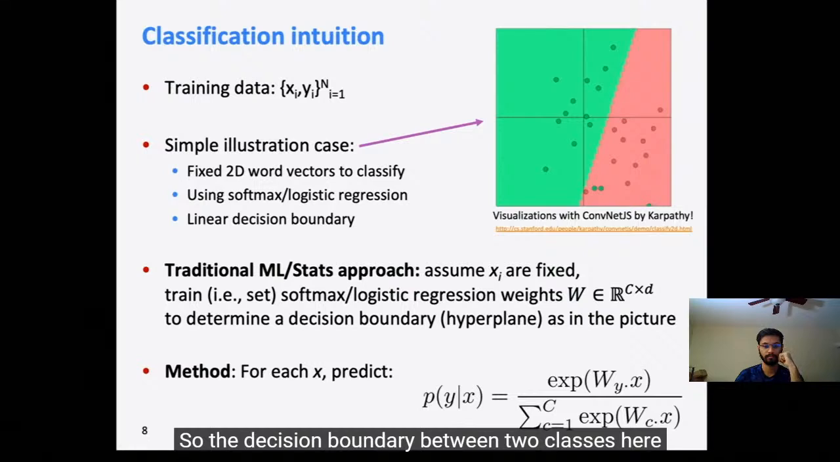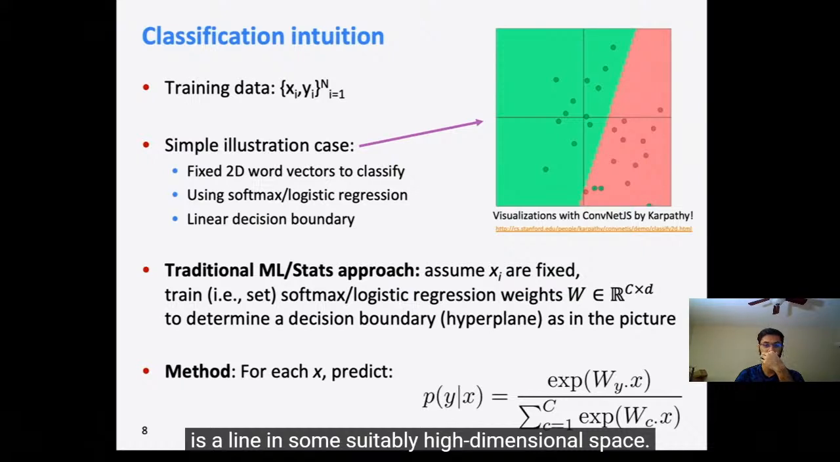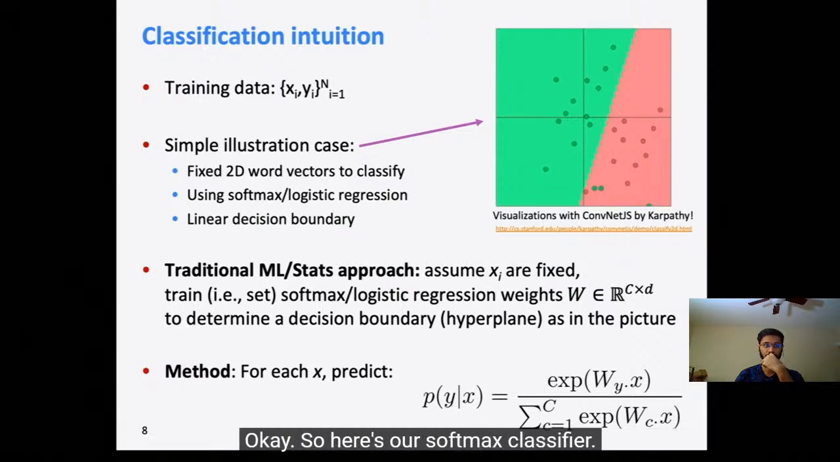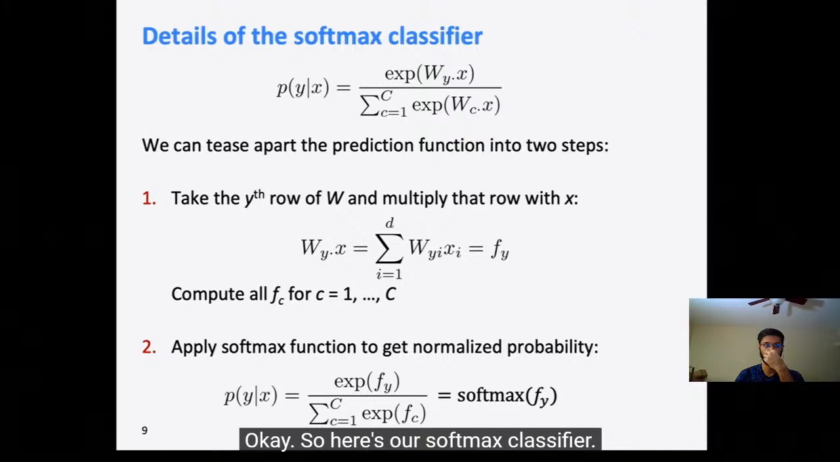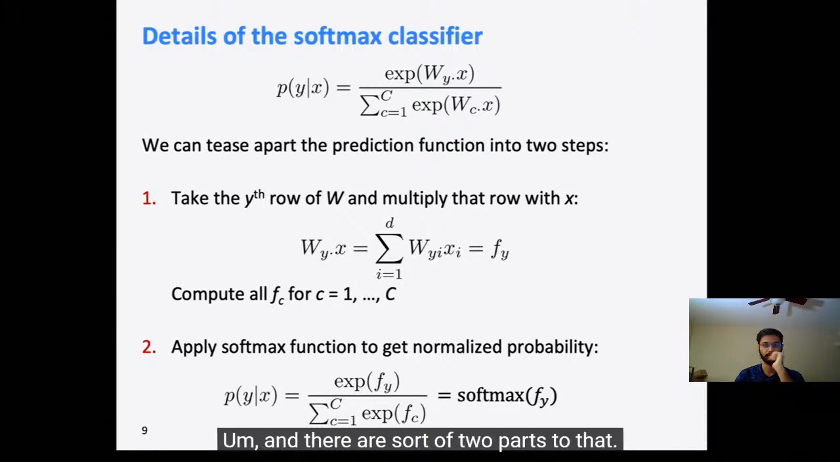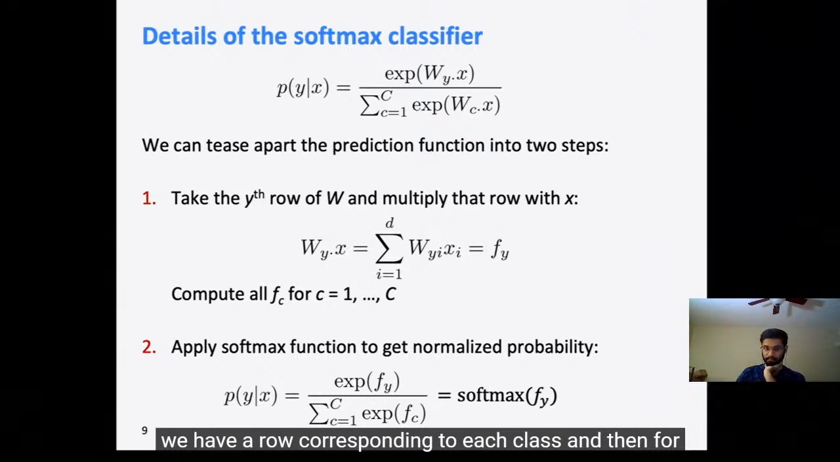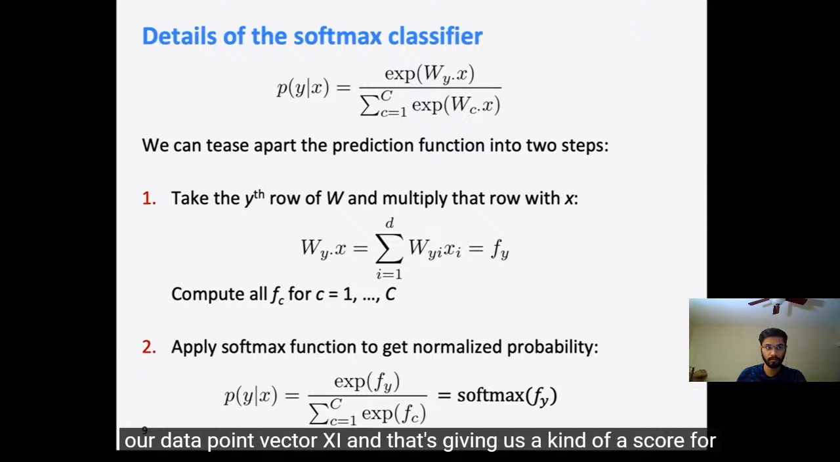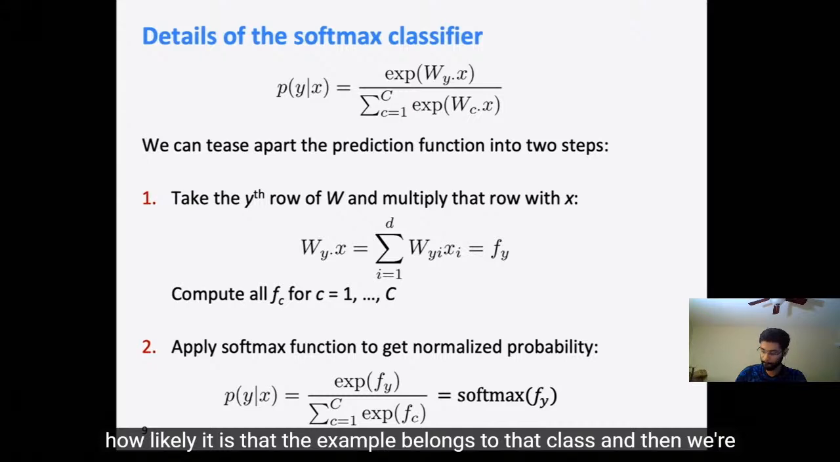So the decision boundary between two classes here is a line in some suitably high-dimensional space. So it's a plane or a hyperplane once you've got a bigger x vector. Okay, so here's our softmax classifier, and there are two parts to that. In the weight matrix W, we have a row corresponding to each class, and then for that row, we're dot producting it with our data point vector xi, and that's giving us a score for how likely it is that the example belongs to that class.